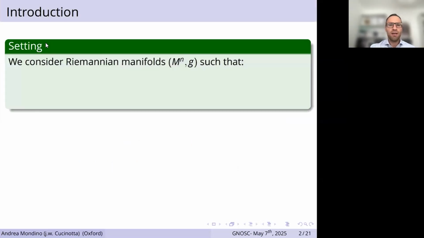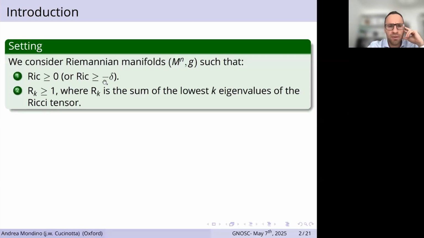So that's the framework. The setting is we consider Riemannian manifolds of dimension n, such that the Ricci curvature is non-negative or almost non-negative, so bigger than minus delta, where delta is a small positive number, and the sum of the lowest k eigenvalues of the Ricci tensor is positive, say bigger than 1.